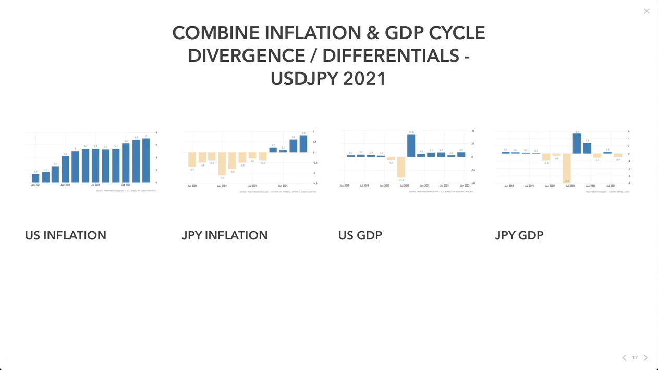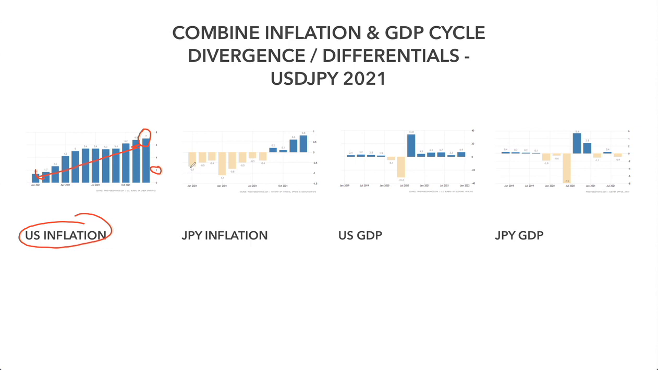Right, so let's look at another example of what happened last year. US inflation, as we know, is at around 7%, or it was rising. It went from 1.4 to 1.7 to 2.6 to 4.2, really going higher, above their 2% target. Now let's look at the yen.